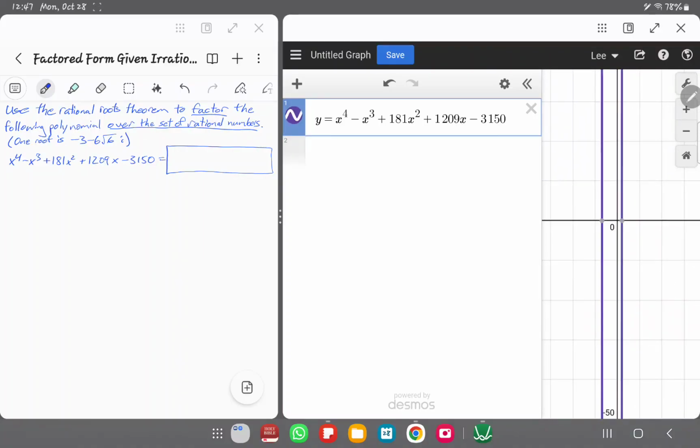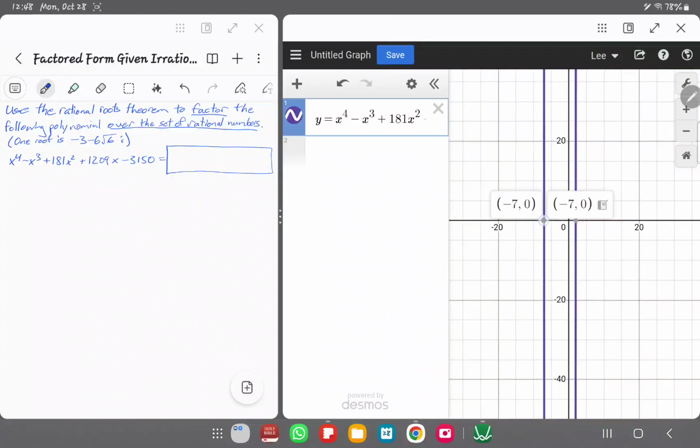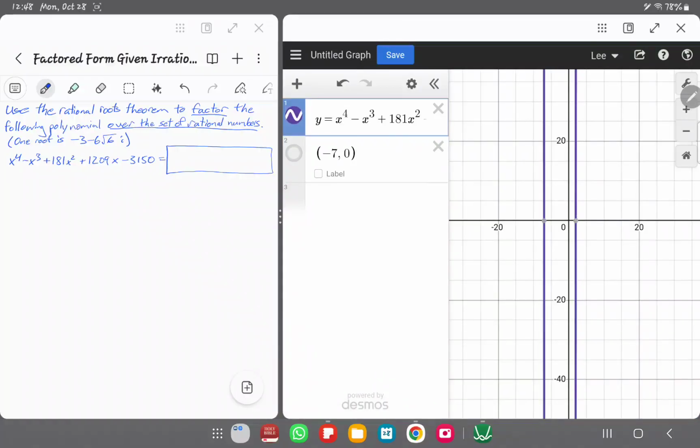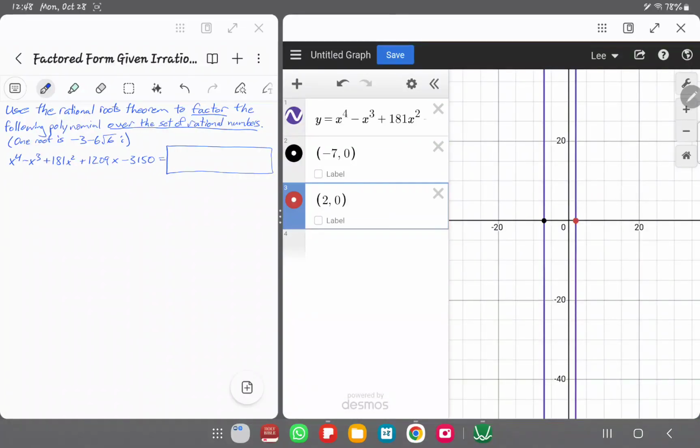So this is going to do something probably way down at the bottom here, but these are the two zeros that we're interested in, right? So this -7, 0, go ahead and add that point, and then also this one right here, the 2, 0, right? So those are my 2 points that are right there on that graph.